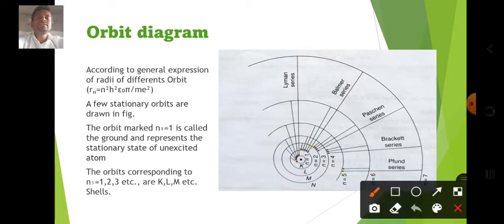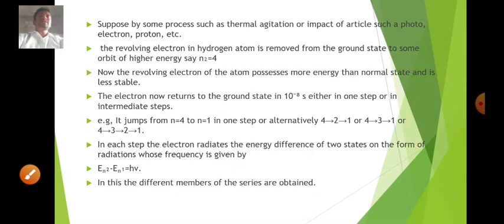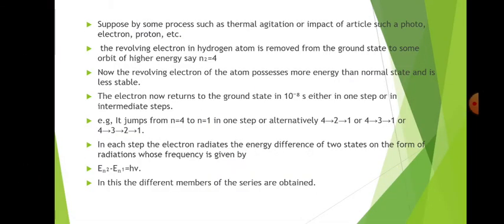Now next, the orbits corresponding to n equals 1, 2, 3, and so on are called shells. n equals 1 means K, right? 2 means L, 3 means M, and so on. These things represent the shells.